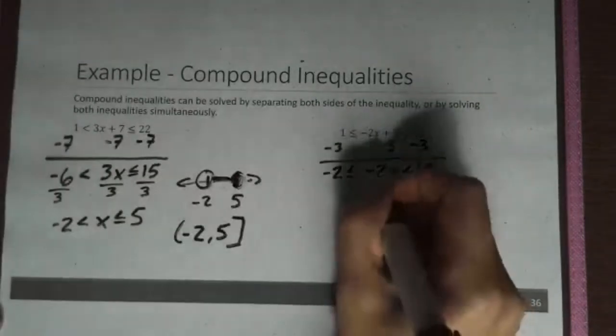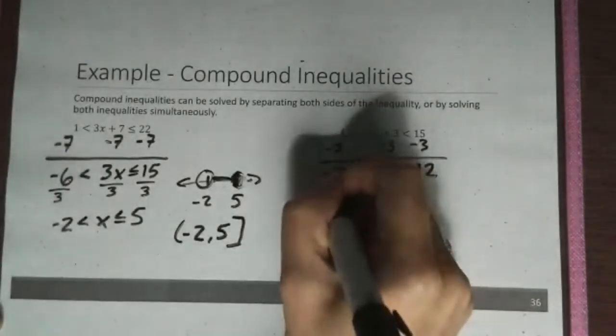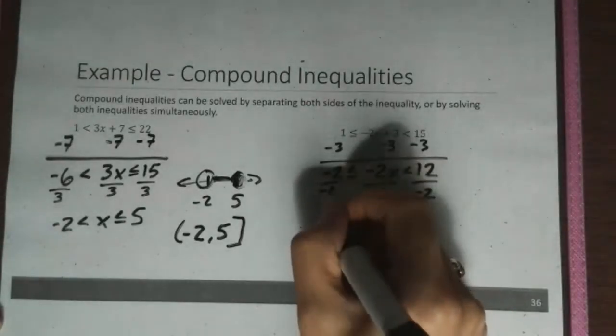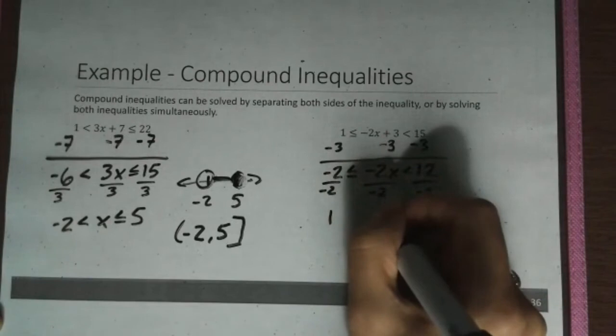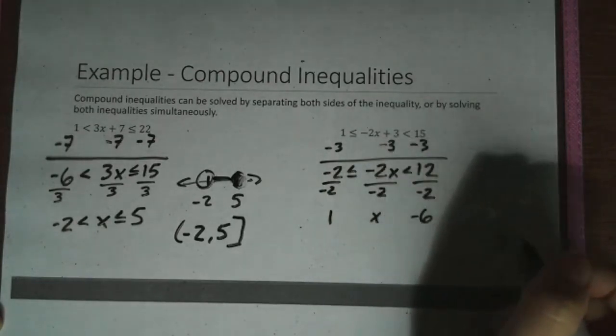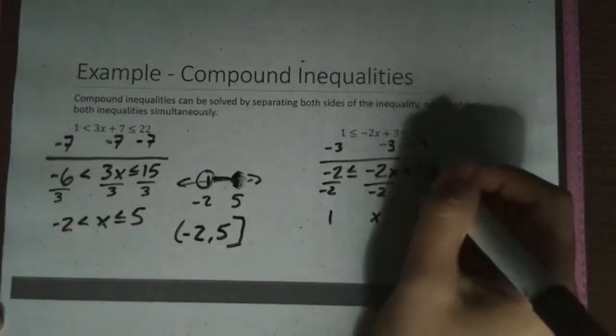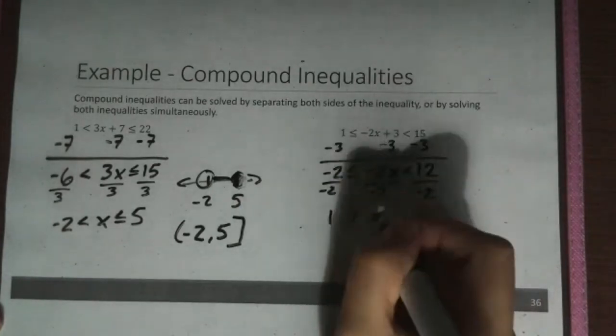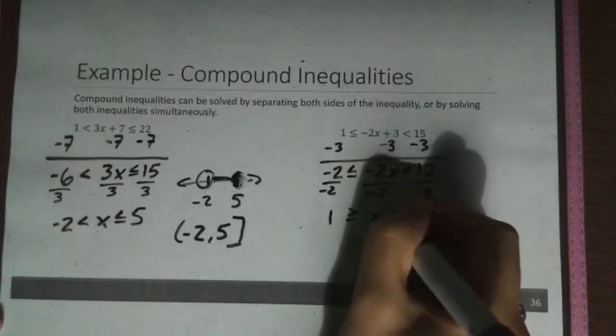To get the x alone, we need to divide by -2 on all our sides. -2 divided by -2 is 1. -2x divided by -2 is just x. 12 divided by -2 is -6. However, because I just divided by a negative, I have to flip my inequality signs. A less than or equal to is now a greater than or equal to. A less than is now a greater than.